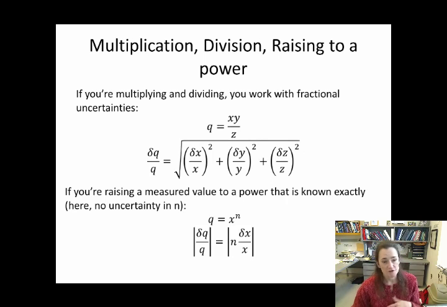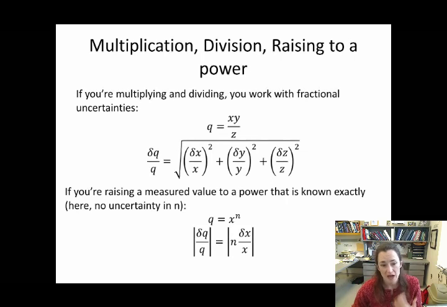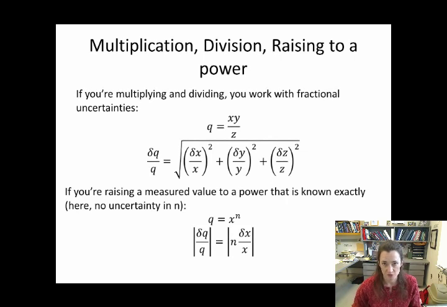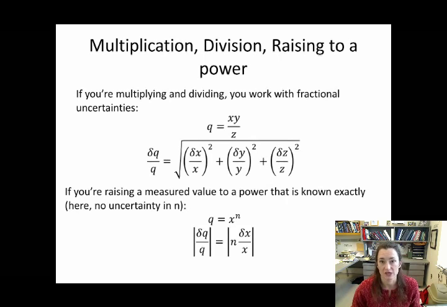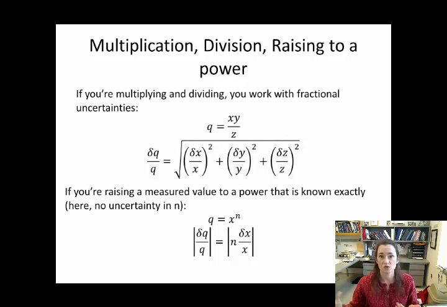All right, if you're raising a measured value to a power that's known exactly, for example, the formula here is q is equal to x to the n, where n is some number that we know exactly. Yet again, to fall back on the simple kinematics example, if d is equal to 1/2 g t squared, then the squared is known precisely. There's no uncertainty on that 2. Okay, so in that case, the fractional uncertainty in q is going to be the power times the fractional uncertainty in x, absolute value.